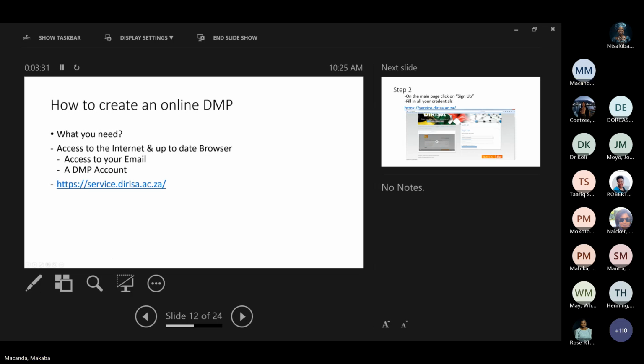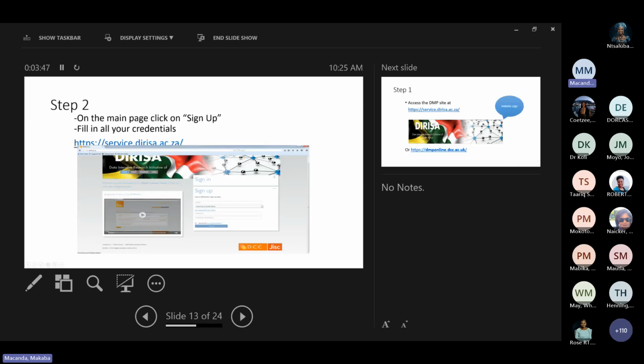As we go along, to create a DMP, what you need is access to the internet, an up-to-date browser, and access to your email. You register via this link to have your DMP account. And step 2, if you're not registered, it will tell you how to sign up. This is the link. I see that the DMP that NRF uses is similar to the one from the DCC, a UK-based organization, the Digital Curation Centre.